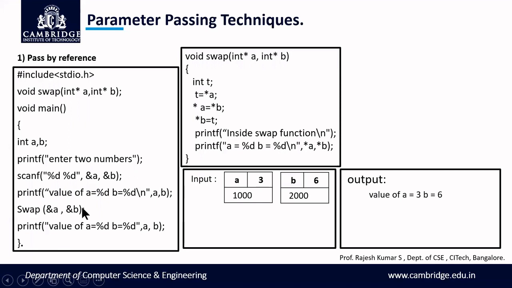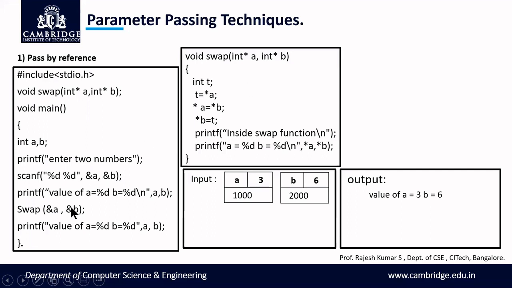Next, swap function. What observation you have to make here is, when I'm calling a swap function, students, this s should be in lowercase. Rather than passing only A and B, I'm passing the address of A and address of B. Now A is a pointer which is pointing to this address, B is a pointer which is pointing to this particular address.